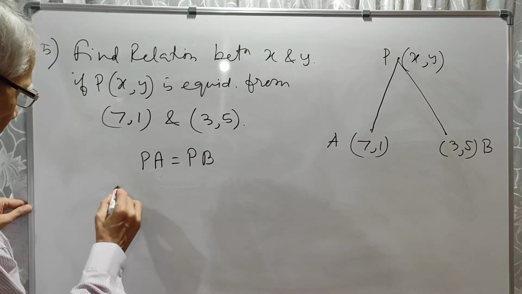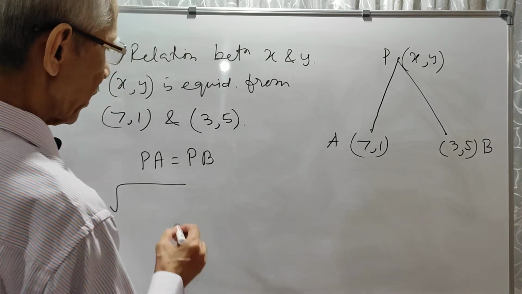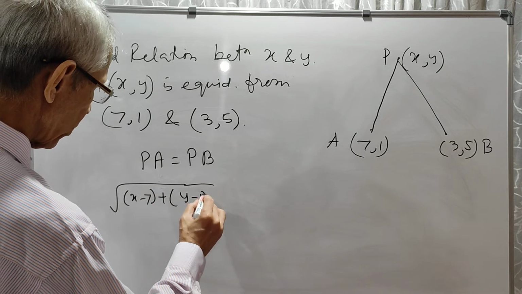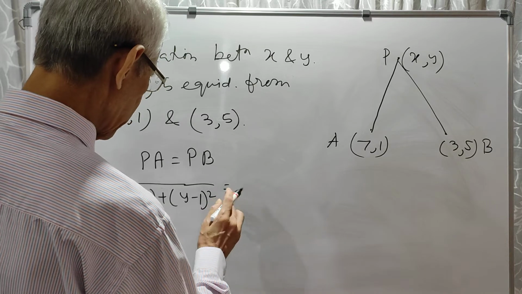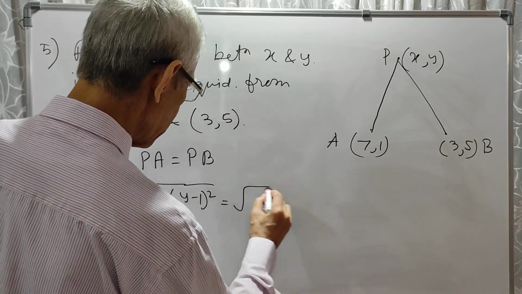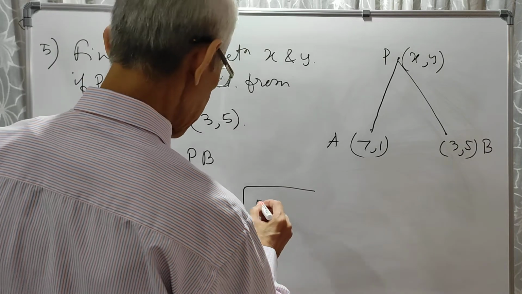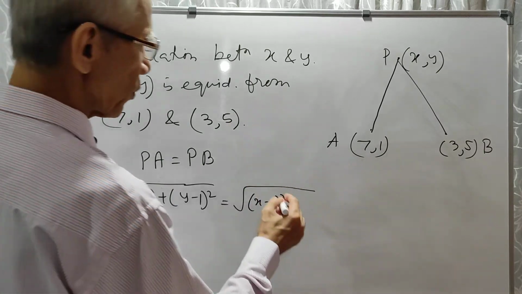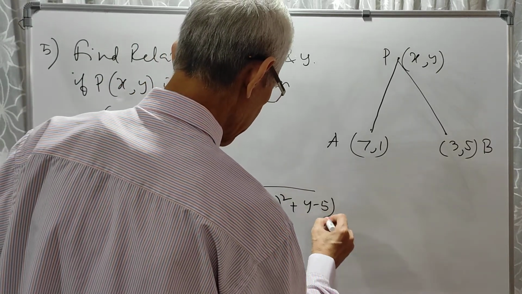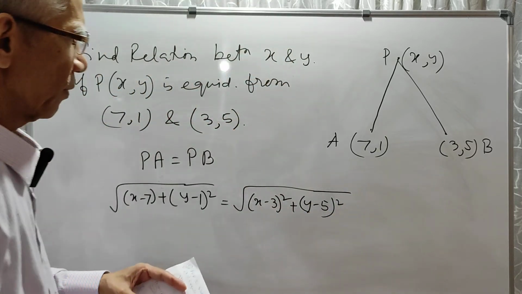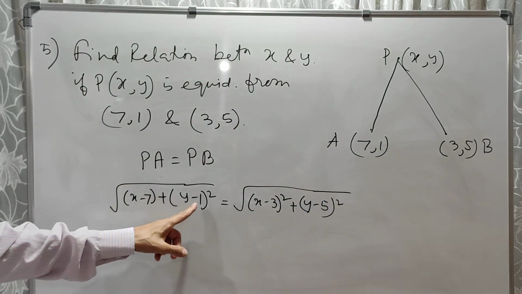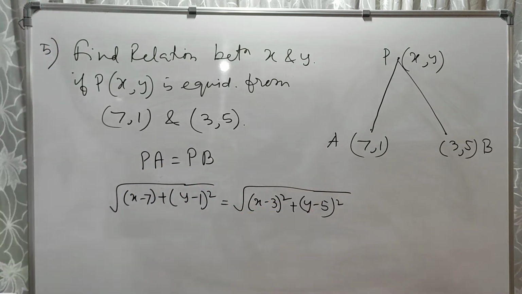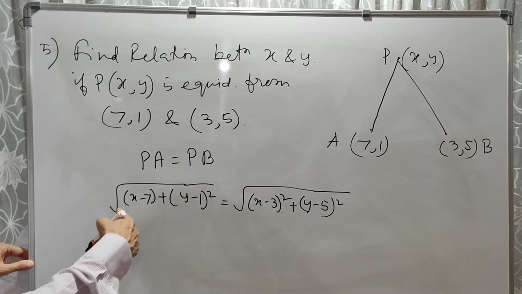Now using the distance formula, what do you get? PA equal to root over x minus 7 whole square plus y minus 1 whole square, and that is equal to PB, which is root over x minus 3 whole square plus y minus 5 whole square. Now just square both sides to remove the root sign.